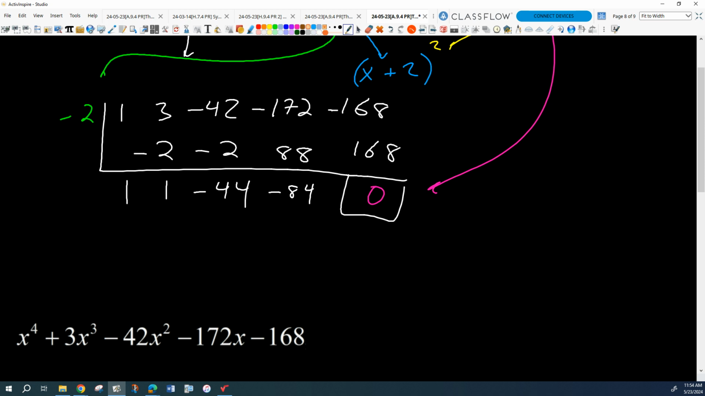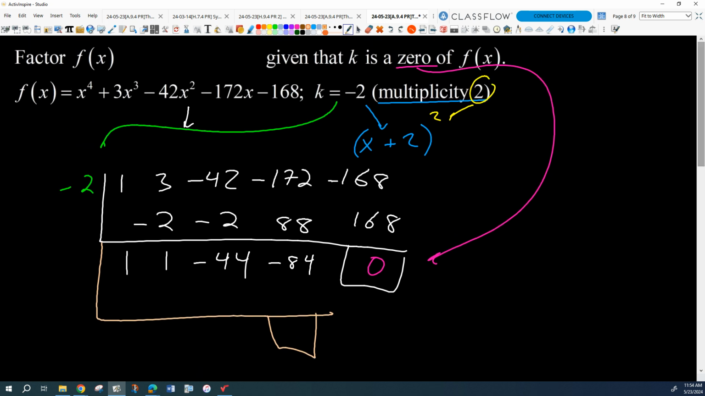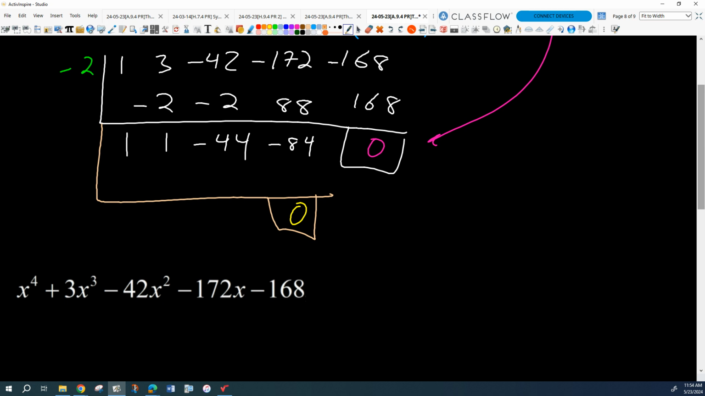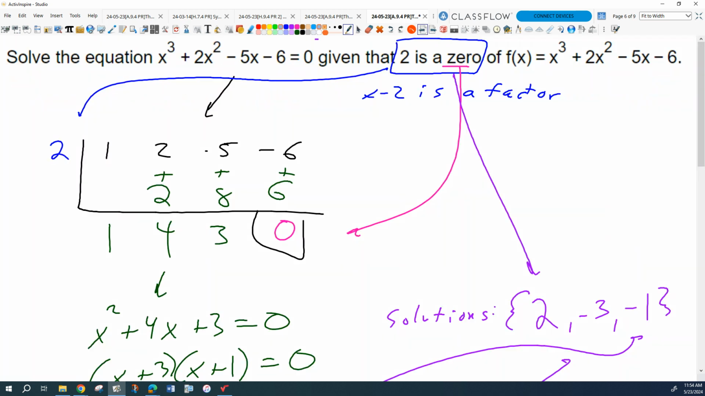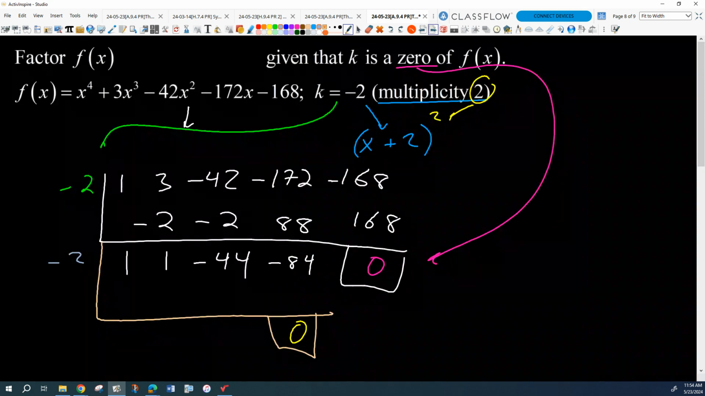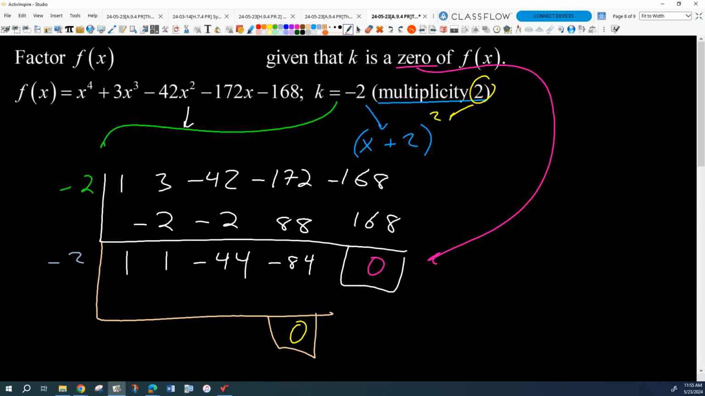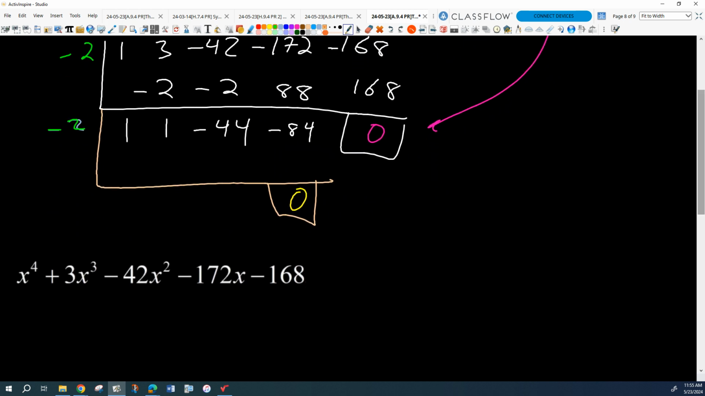Go again. I can take this result and use synthetic division again. Because the multiplicity is 2, I'm guaranteed to get another 0 there. So if I go through this process, I'm going to plug negative 2 in again, right? Because the multiplicity is 2. Oh, darn it. Maybe just do the same thing over again. Oh man, almost made it.